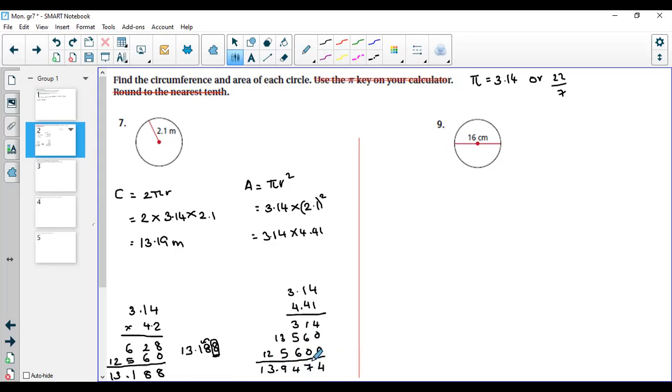13.9474. Now what did I say? Just look at this number here, right? Because it has 3 digits. So look at the third place. Is this greater than 5? Yes, it is. So what will happen to the 4? 4 will become the next greater number.